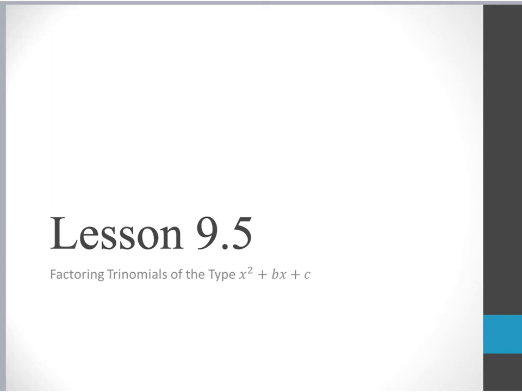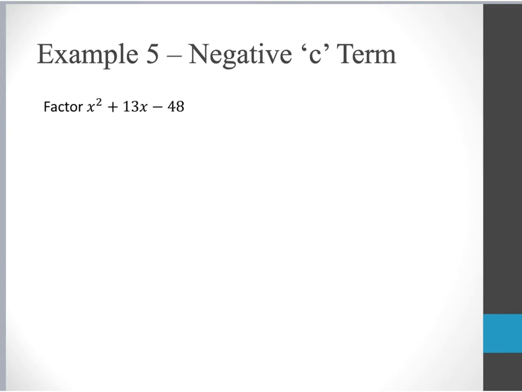Hello and welcome back to the second part of lesson 9.5. We are still looking at factoring trinomials of the type x squared plus bx plus c. For the part 2 video, we're going to look at factoring when we have a negative c value. So the c value in this case would be this negative 48.